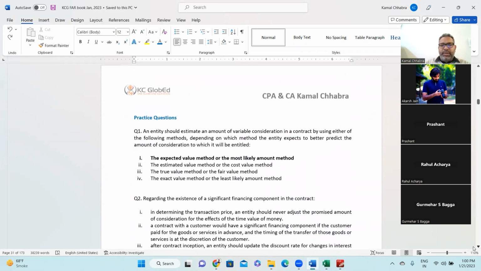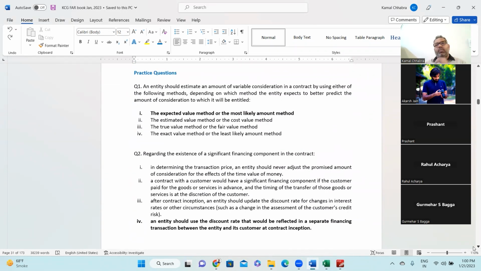Cool. Okay, let's do some examples now on the transaction price side. First question is, an entity should estimate an amount of variable consideration in a contract by using either of the following methods, depending on which method the entity expects to better predict the amount of consideration to which it will be entitled. First one is expected value method or most likely method.